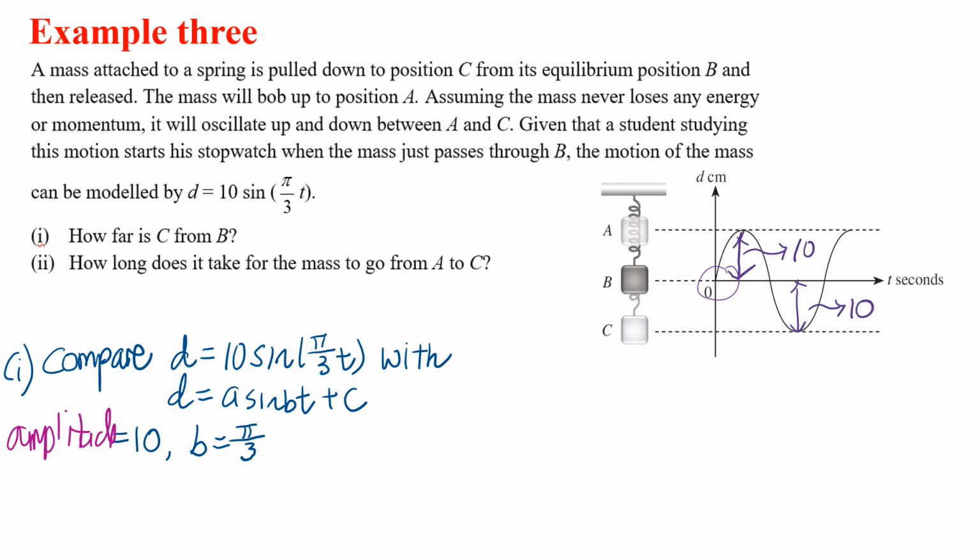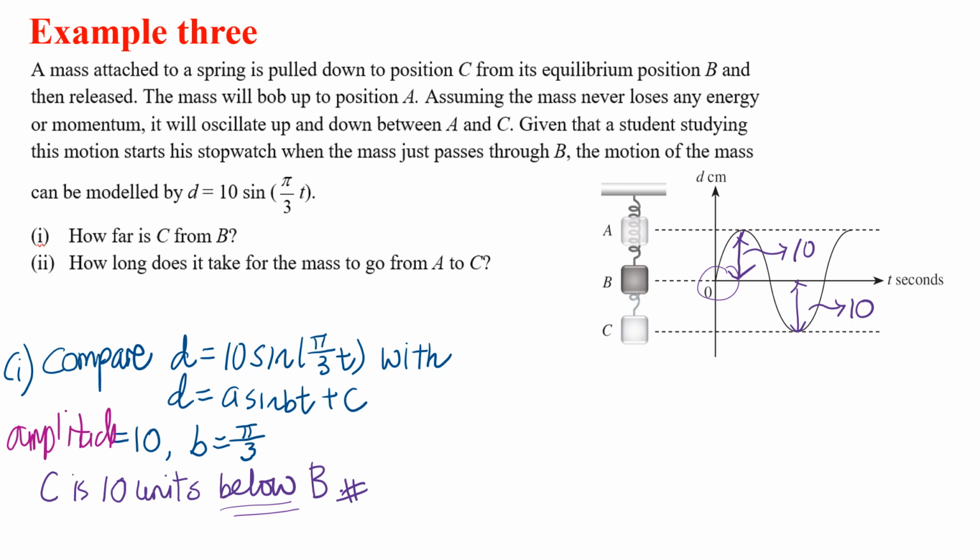For part 1, how far is C from B? From the diagram, we can clearly see that it's 10 units below B. You must make sure you say it's below B. The important thing is this part here: you don't just say C is 10 units from B, you say it is below B.